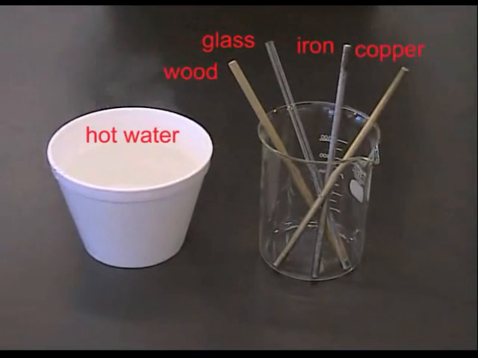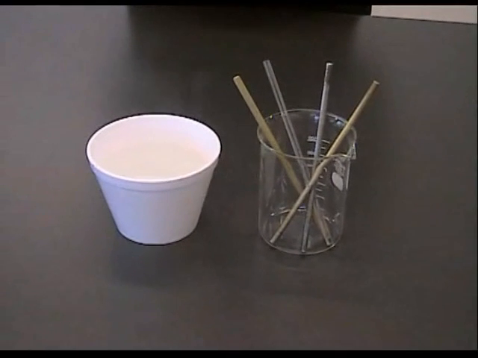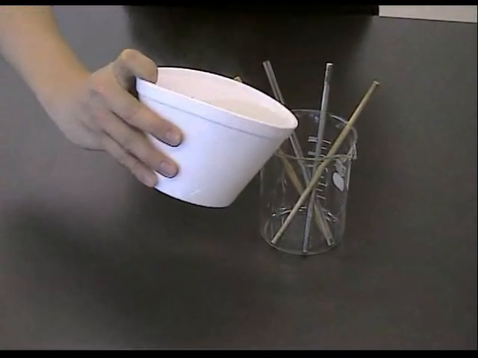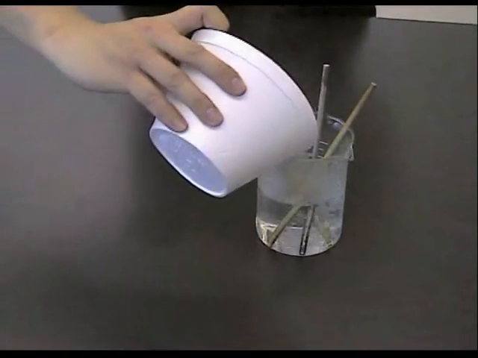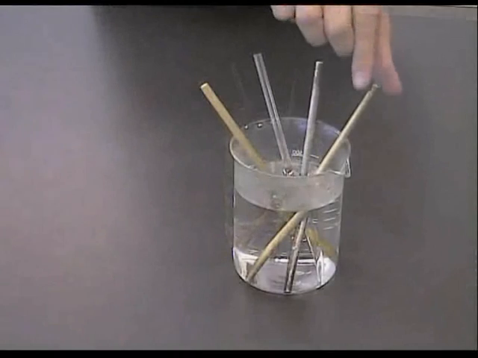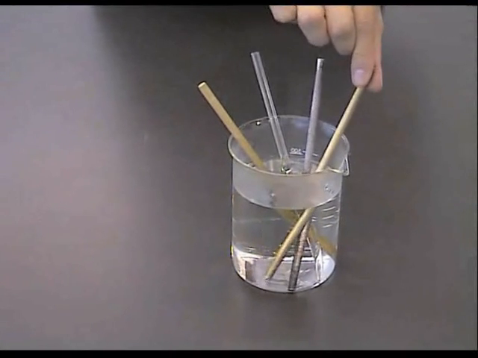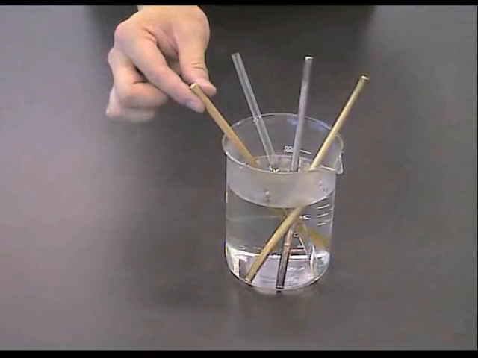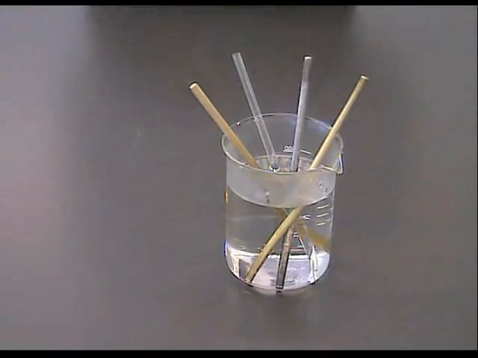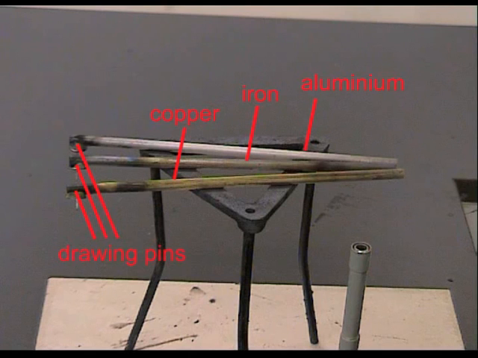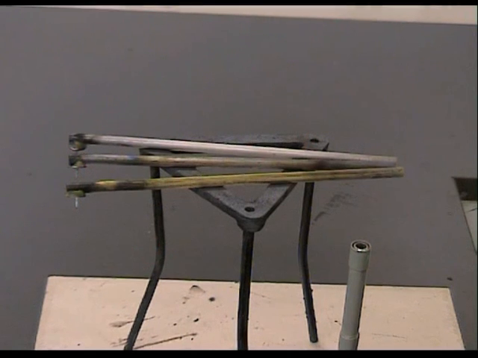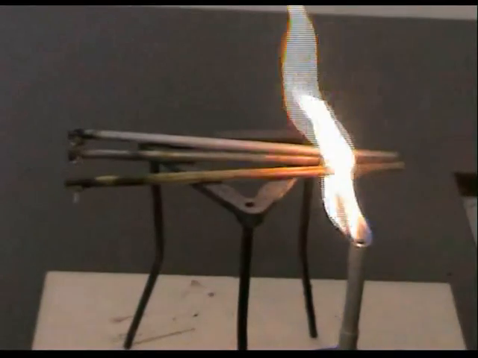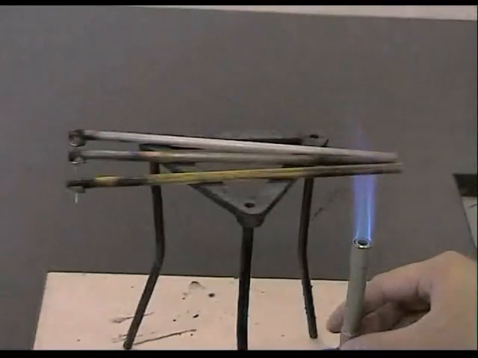Put a copper rod, an iron rod, a glass rod, and a wooden rod into a beaker of hot water. Feel the ends of the rods to find out which rod feels hot first and which last. Use wax to stick drawing pins at one end of the rods. Heat the other end of the rods and observe which drawing pin falls first.